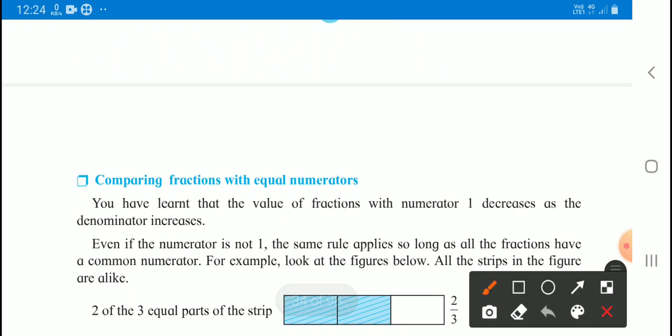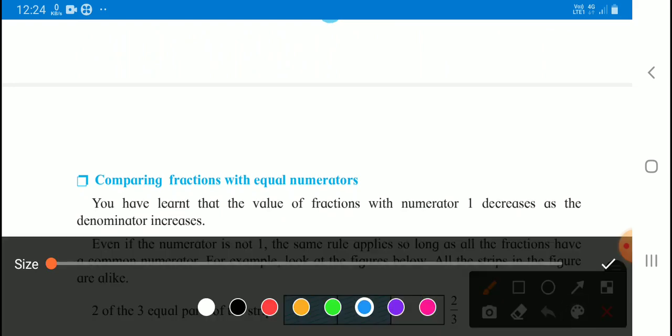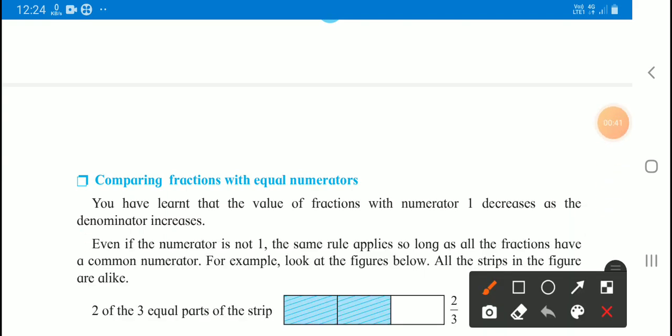I will write here a few examples. We'll see how to compare the fractions. Okay. So, I will write here the example 3 upon 4 and 5 upon 4. You can see here the denominator of both the fractions is equal, that is 4. We have to compare the numerators. The numerators of these fractions are 3 and 5. Which number is greater here? 5. So here the fraction 5 upon 4 is greater than 3 upon 4.